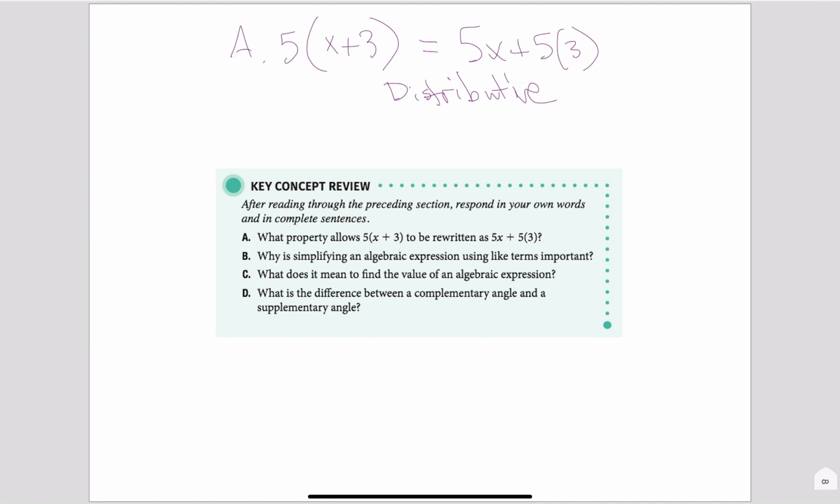The distributive property applies whenever we're multiplying and we have multiple terms inside parentheses. We could be adding or subtracting inside the parentheses, but we have a multiplier out front and we need to multiply terms inside that aren't like, and we can use the distributive property.